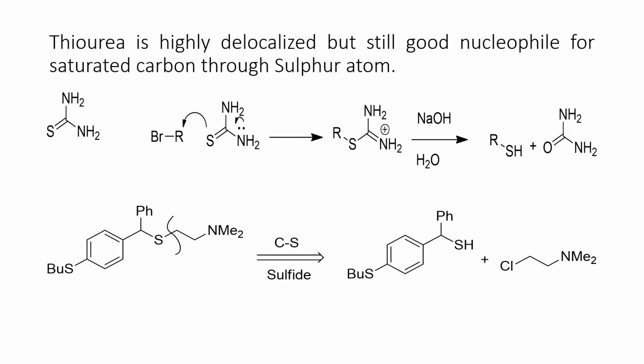So here the thiourea is used and the thiouronium salt is formed, which is unable to react further and is easily hydrolyzed to the thiol. In this example you can see thiourea reacts with the alkyl bromide, and the first product is formed, which is the thiouronium salt. This thiouronium salt will be hydrolyzed to the urea, and we get RSH as the sole product of this reaction.